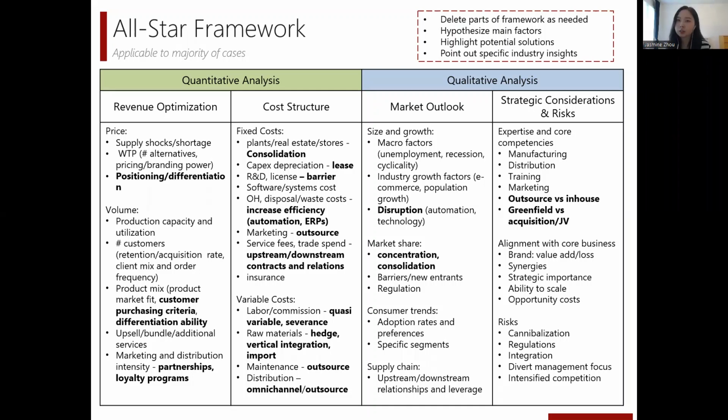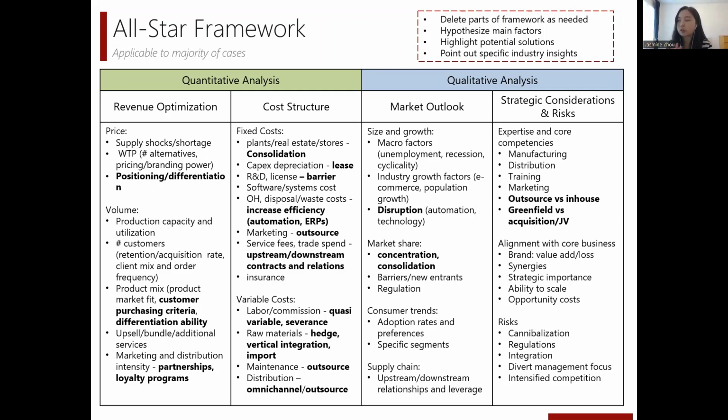And then the strategic importance. So what is this on a priority scale for the client? What's the ability to scale this entire operation? And then what are the opportunity costs? Are there maybe more attractive ventures that the client should look at instead of focusing on whatever they're trying to achieve in this case? And then, of course, another important thing is risks.